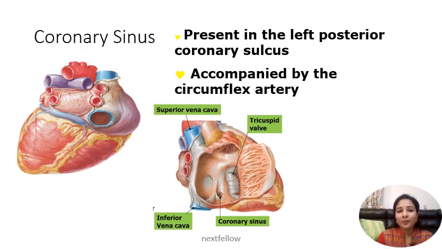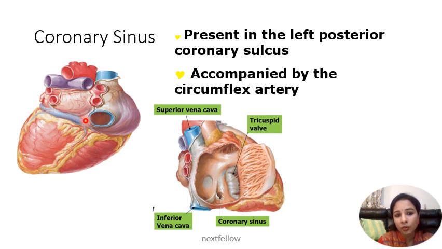Let's talk about the major part, that is the coronary sinus. The coronary sinus is present in the left posterior coronary sulcus. It runs along with the left coronary artery in the left posterior coronary sulcus. So this is the coronary sinus. This blue band is the coronary sinus.